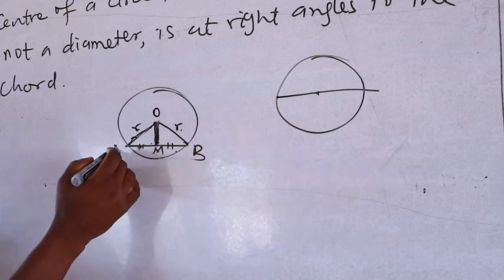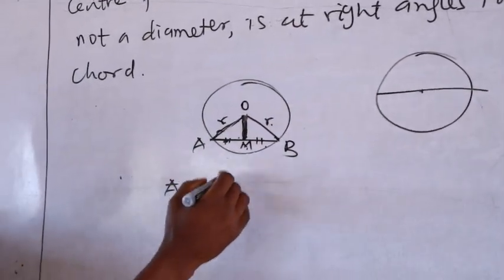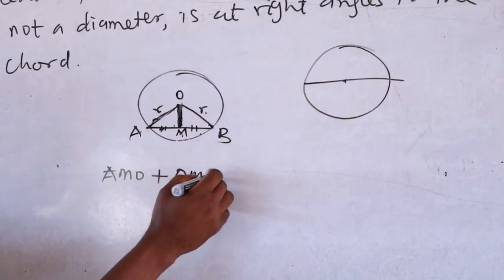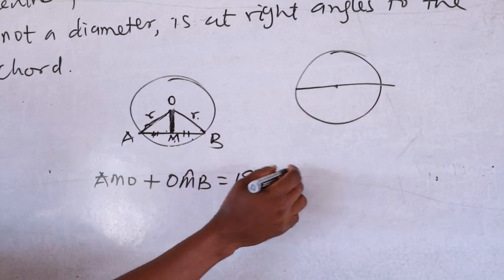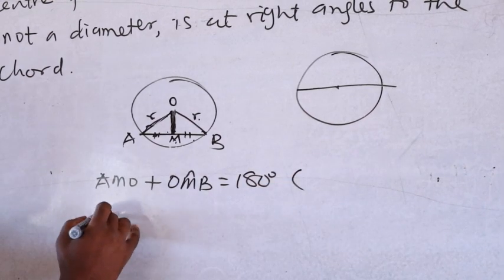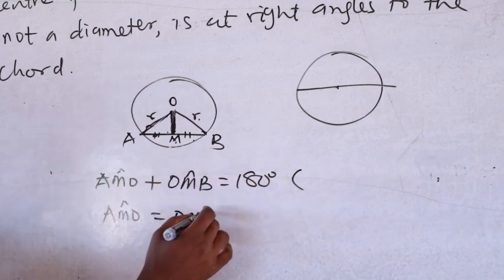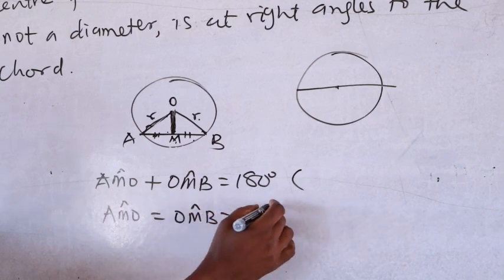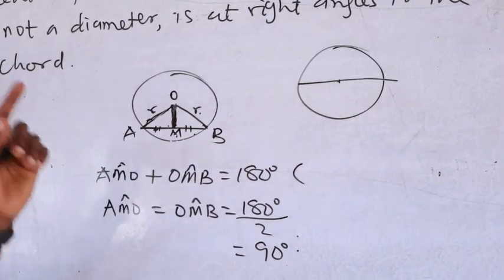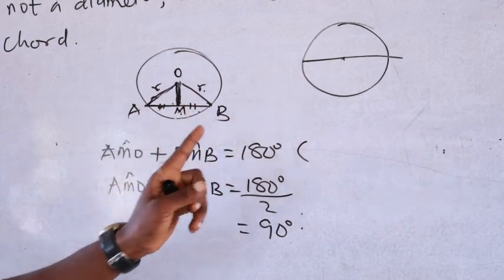We can say AMO plus OMB, which is equal to what? 180 degrees. That is one theorem, angles on a straight line. Now, AMO equals OMB, which equals 180 degrees over 2, and that is 90 degrees. So that is why a line that is drawn from the center bisects that chord, and it is perpendicular to it.